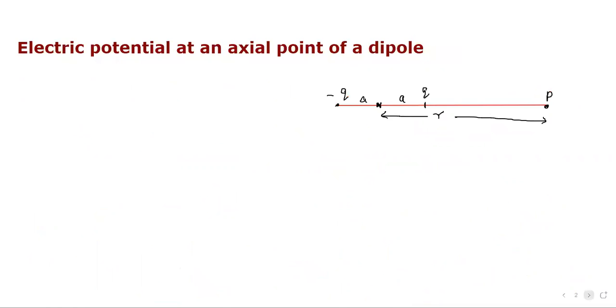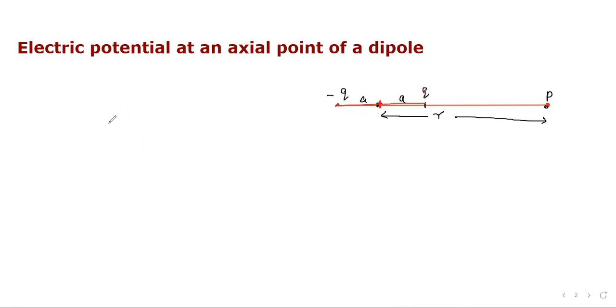Now let's consider electric potential at an axial point of a dipole. Here this also represents a dipole, minus q charge and plus q charge separated by distance 2a. This is the midpoint of the dipole. And this is the point where we have to find out the potential, and it is at distance r from the midpoint of the dipole.